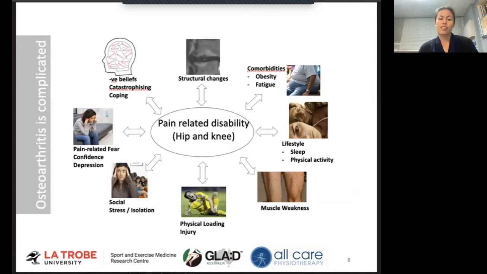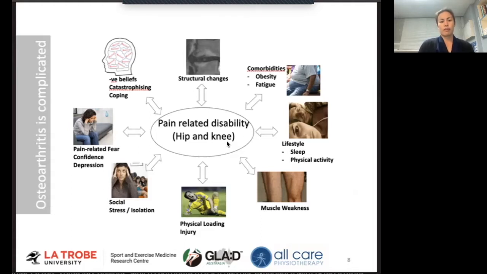So factors that can contribute to pain and disability in people with osteoarthritis are complex. Although structural changes may play a role, there are many other factors, some of which are often less obvious, which can contribute to each person's experience with osteoarthritis.